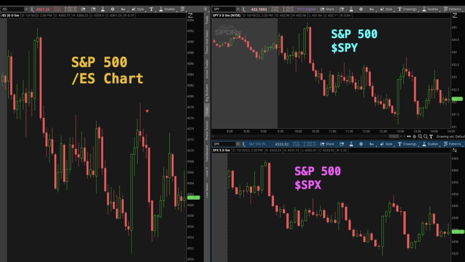They are identical. Every single S&P 500 instrument will move with identical price action. I prefer to do all my analysis and charting on /ES, the futures chart, because of how liquid it is, because it's a global market, and it's what I have the most success with. And everybody that listens to my advice will say the same exact thing.